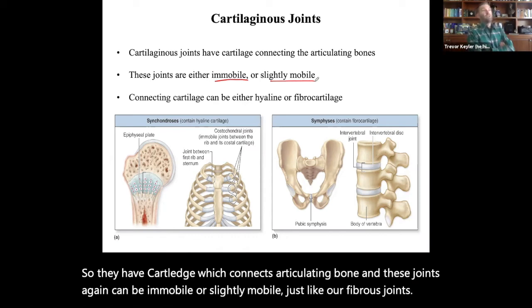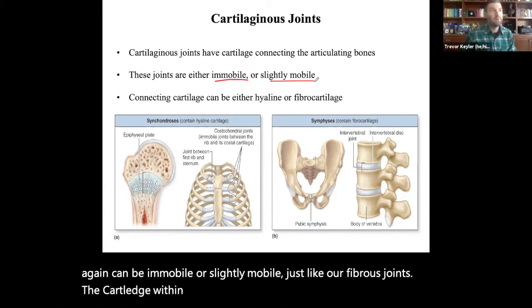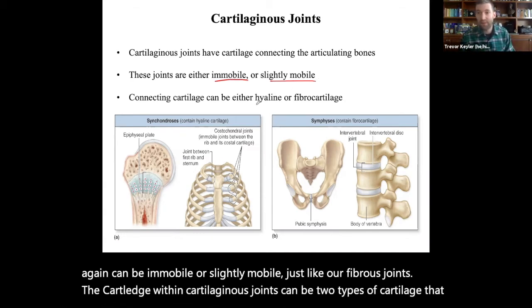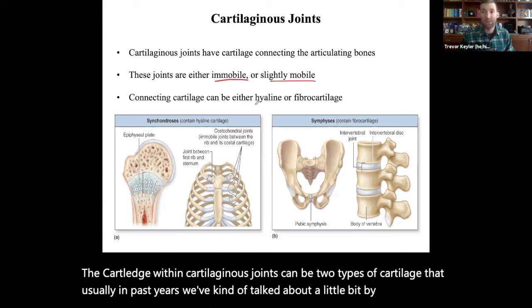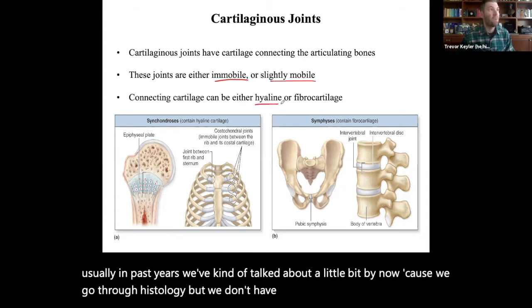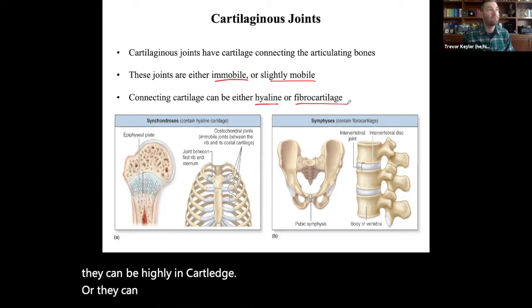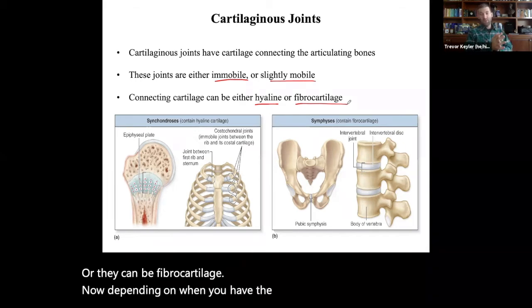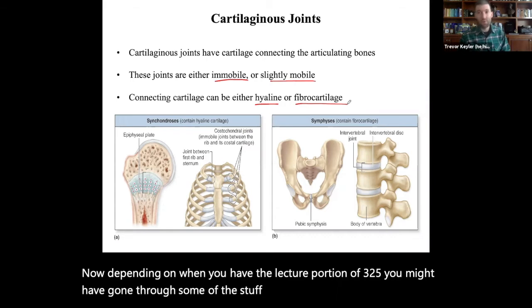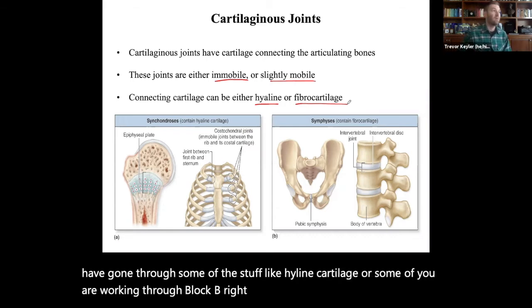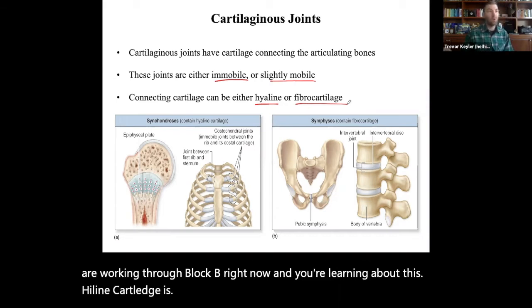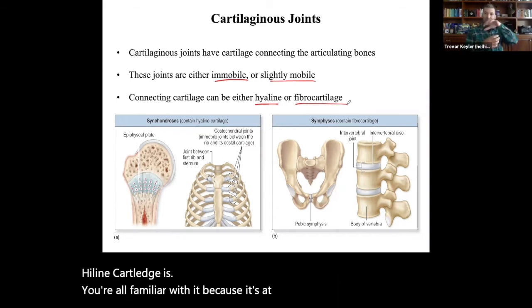Now, the cartilage within cartilaginous joints can be two types of cartilage that usually in past years we've kind of talked about a little bit by now because we go through histology, but I don't have that component just yet. So they can be hyaline cartilage or they can be fibrocartilage. Now, depending on when you have the lecture portion of 325, you might have gone through some of the stuff like hyaline cartilage, or some of you are working through block B right now and you're learning about this. Hyaline cartilage is, well, you're all familiar with it because it's kind of at the ends of the bones there, so at the heads, right?